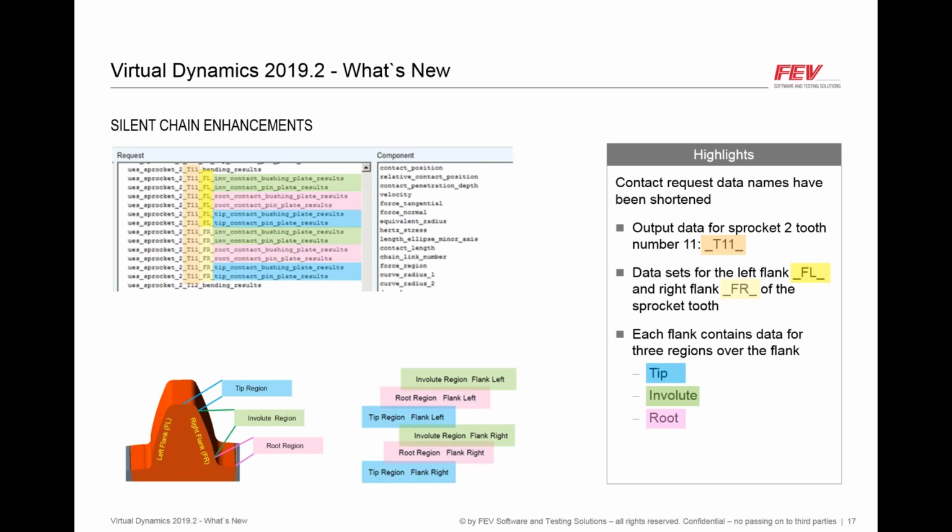The contact request data names have been shortened and labeled accordingly, that you can see on this slide with different colors. So we can output the data on, for instance, sprocket 2, number 11, which is represented by T11, and the left and the right flank with FL and FR abbreviations. And for each flank, we contain 3 regions, the data for 3 regions over the flank: tip, involute, and the root.